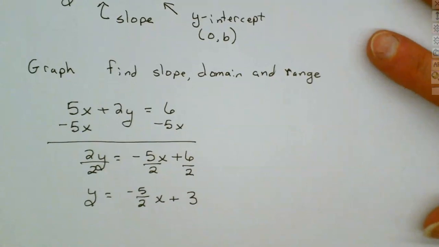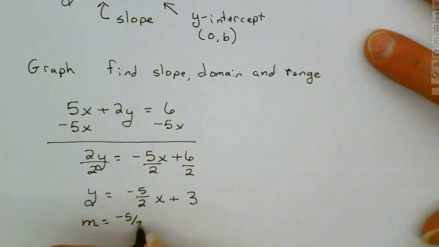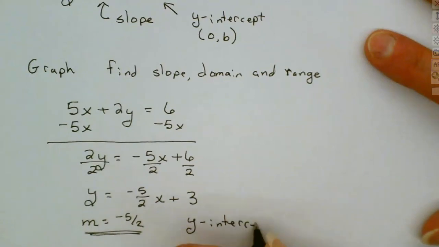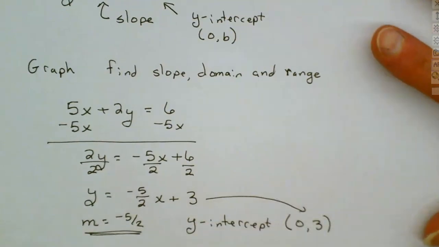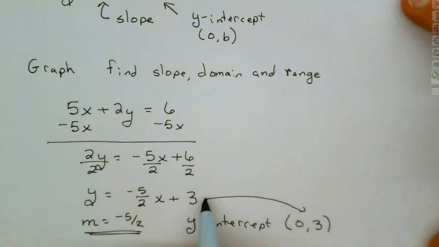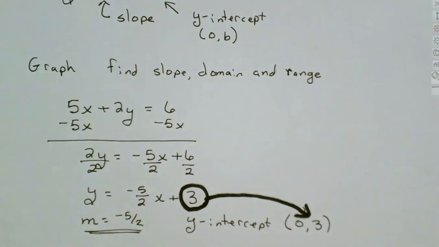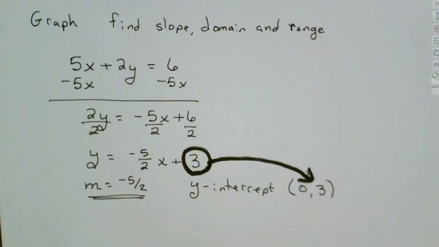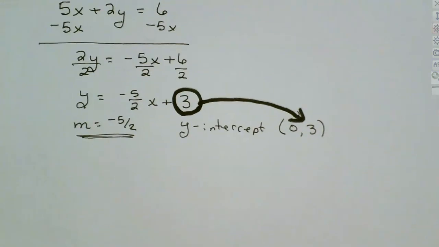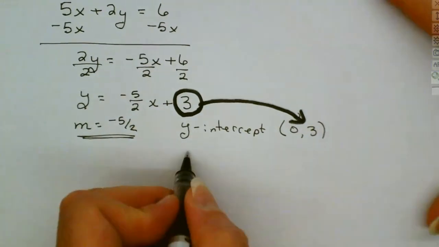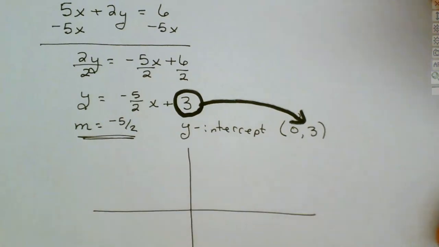We need a point and we need a slope. We already know our slope. Our slope is minus 5 over 2. Our point is going to be the y-intercept. And that is 0, comma 3. So that 3 goes there. Now, how do we graph this line? Well, where do we start at? 0, 3, so that is 3 units up on the y-axis.